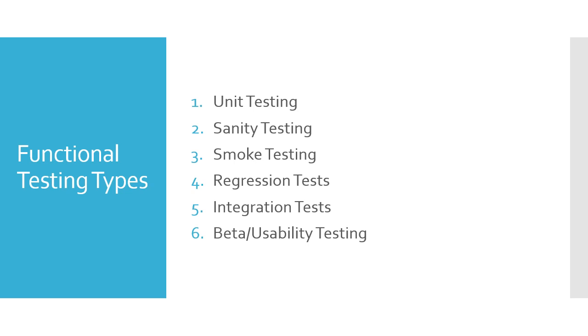Beta or usability testing. The product is exposed to the actual customer in a production-like environment and they test the product. The user's comfort is derived from this and the feedback is taken. This is similar to user acceptance testing.